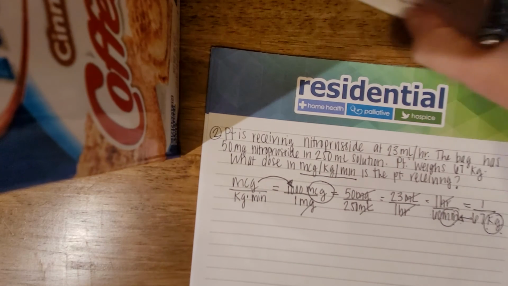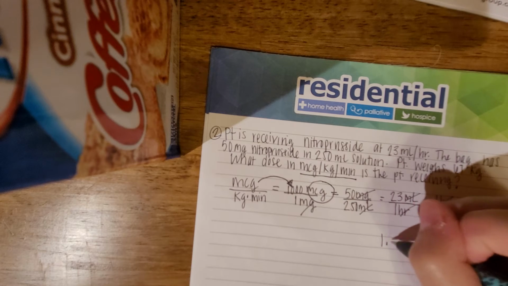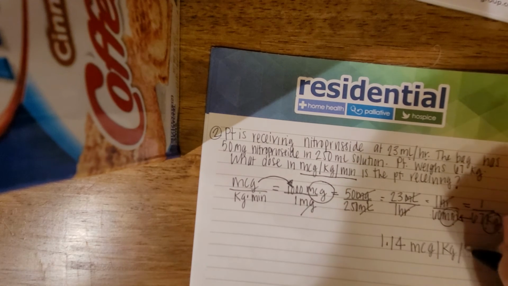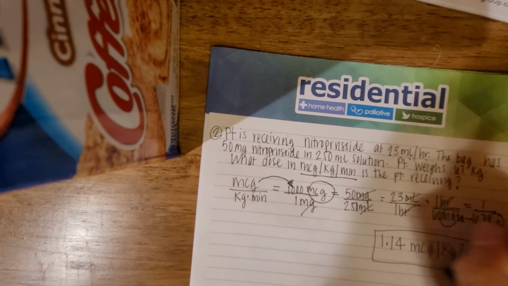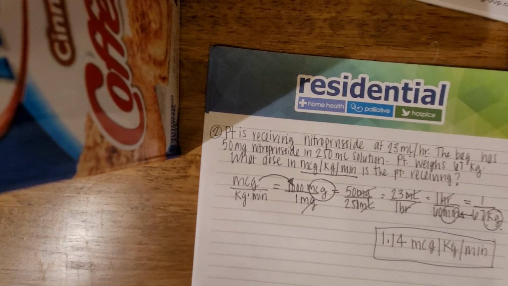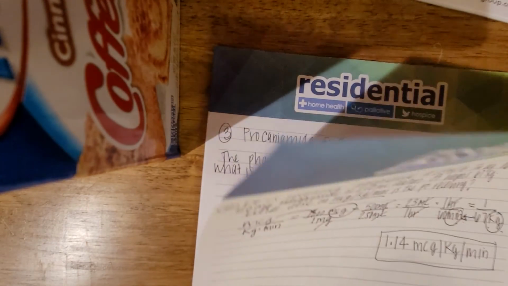and that one is 1.14 micrograms per kilogram per minute. Okay, I think I have 4 worked out so far.